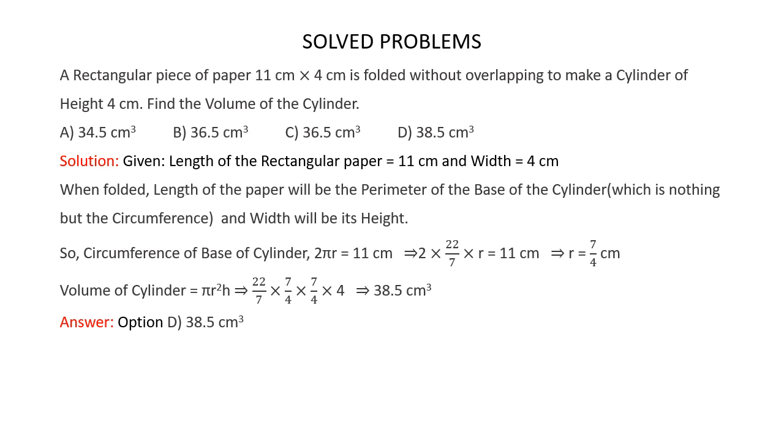Now that we know the value of r, we can easily find the volume of the cylinder. So volume of the cylinder is equal to pi r squared h. We know that pi is 22 by 7, h is given as 4, and we have found the value of r as 7 by 4. Substituting all these values in the formula here, we get volume of the cylinder is equal to 22 by 7 multiplied by 7 by 4 multiplied by 7 by 4 multiplied by 4. On solving this, we get the volume of the cylinder as 38.5 centimeter cubed. So the correct answer is option D, 38.5 centimeter cubed.